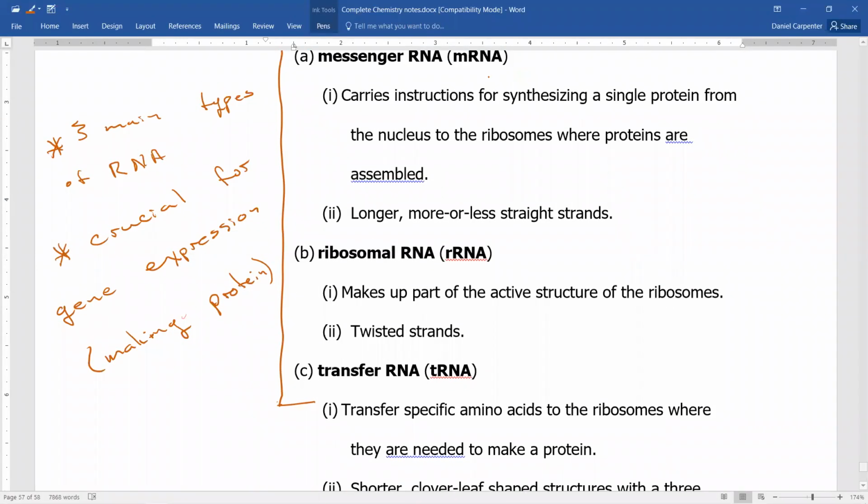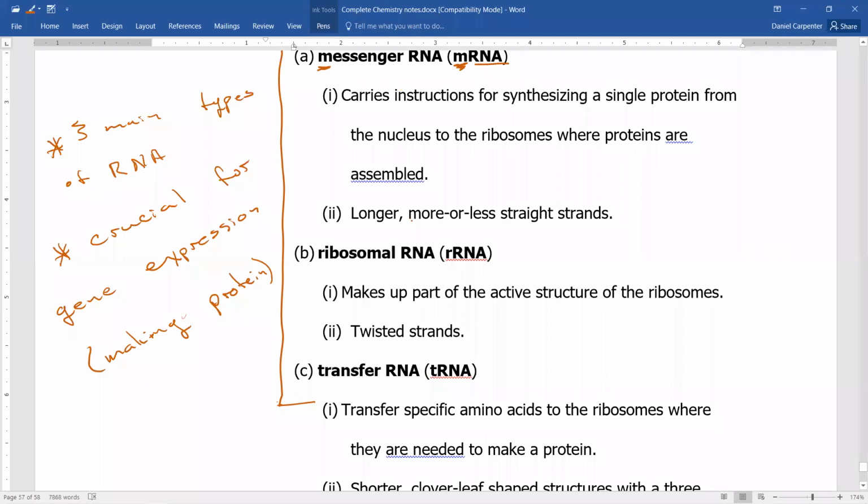So the messenger RNA, or mRNA, notice RNA is caps, messenger is not. If you were to write capital M, capital R, capital N, capital A, Myrna, that would mean, I don't know what it would mean, but it wouldn't be read by anyone as messenger RNA.